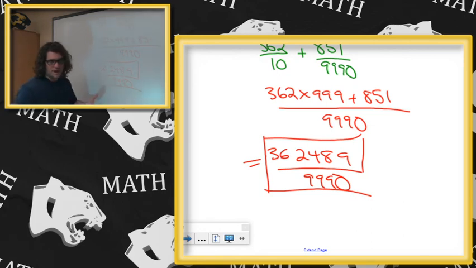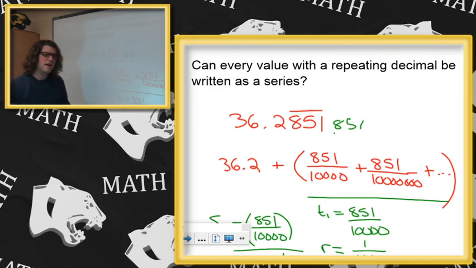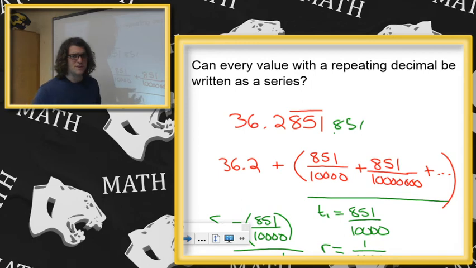And that particular value is the decimal form. So what we were doing earlier was saying, can every value with a repeating decimal be written as a series? Yes, and actually every value with a repeating decimal can be written as a fraction, and if we actually evaluate the series the way it sets up, you get that fraction. So it can be a nice way to do that.